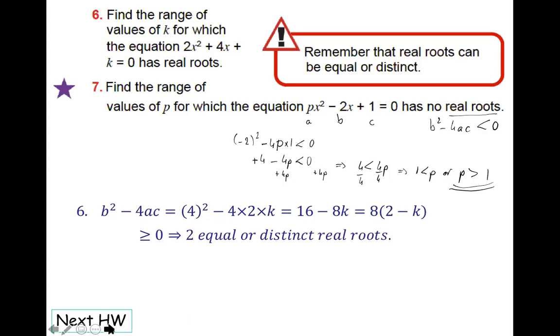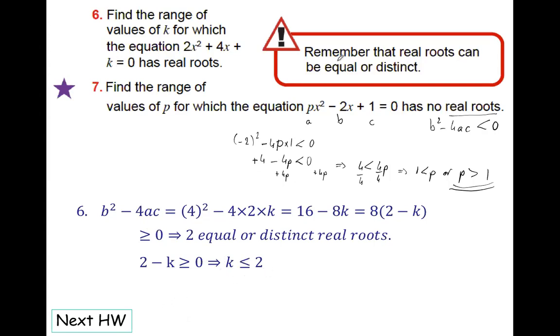When 2 minus k is positive or equal to 0, because 8 is already positive. So it's only when 2 minus k is positive or equal to 0. You can add plus k on each side. That means you get 2 is greater than or equal to k, or k is less than or equal to 2.